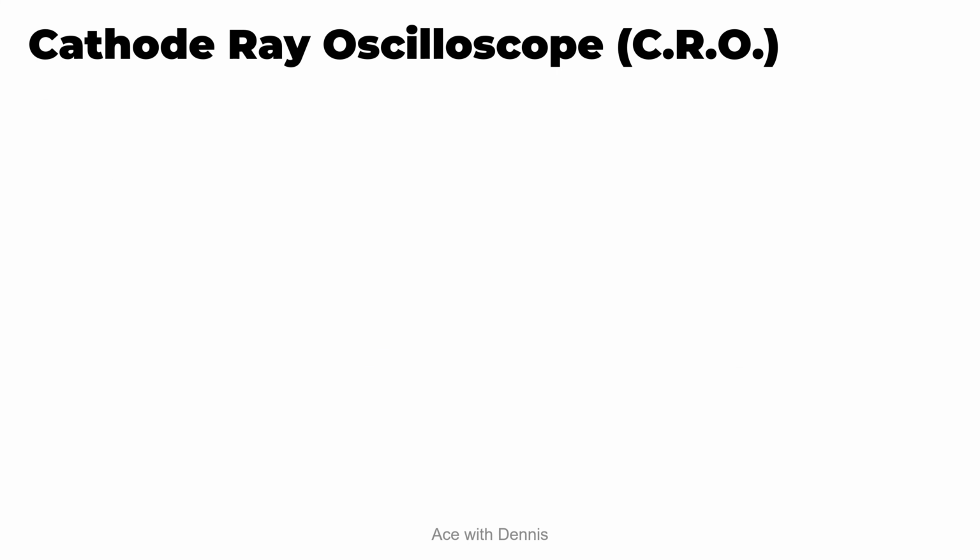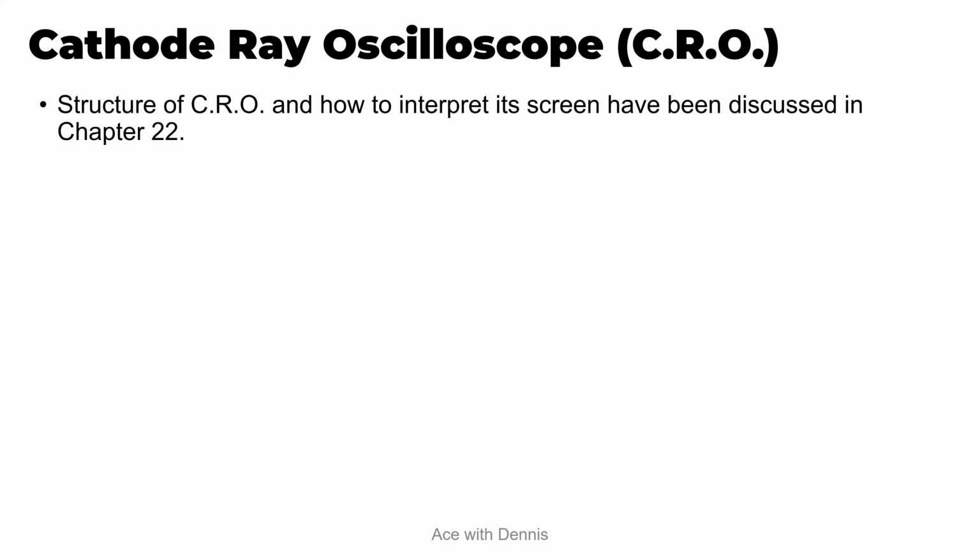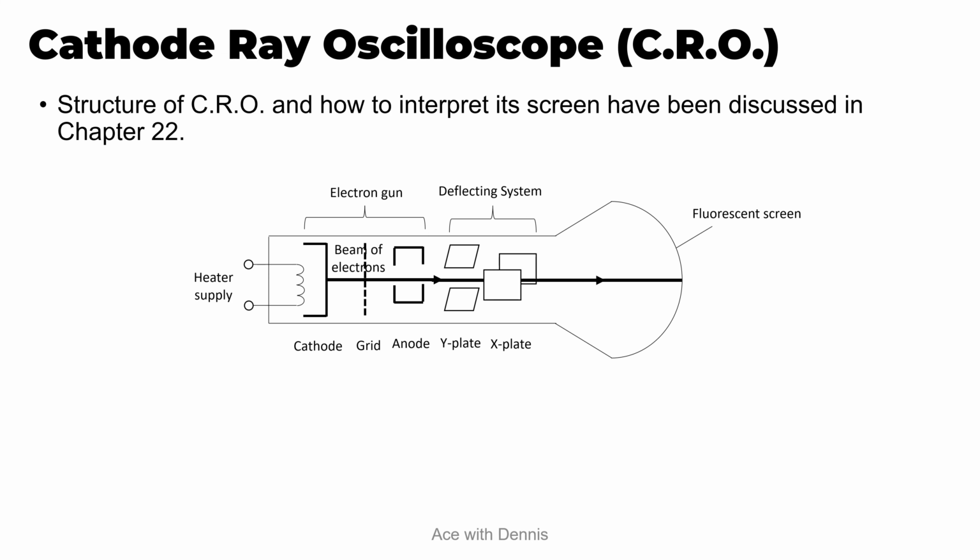Now let's discuss the cathode ray oscilloscope and how it works. The structure of CRO and how to interpret its screen have been discussed in chapter 22. But over here, I will repeat it again. If you have watched the chapter 22 lesson, you can treat it as a revision. Alright, so just a brief revision here.